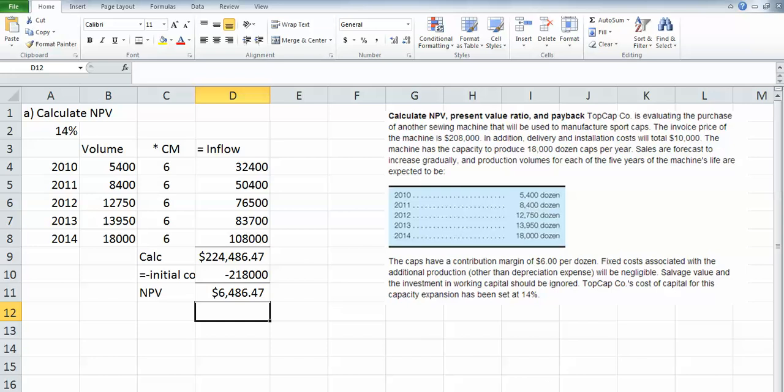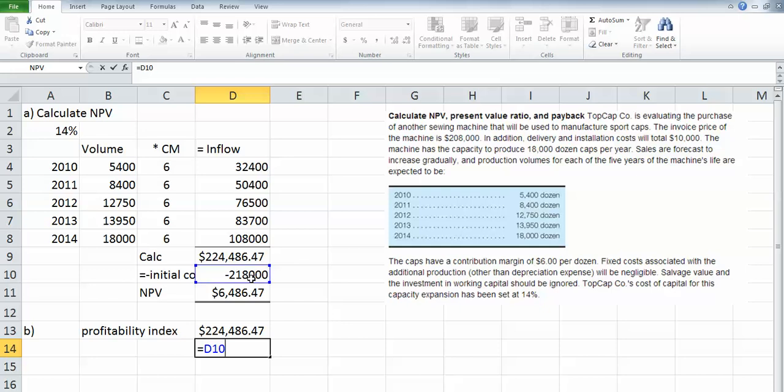Let's see what the next part of our project asks us to do. Calculate the present value ratio of the investment. Okay, that present value ratio is also known as a profitability index ratio, and essentially what we need to do is take the present value of the future inflows and divide it by our initial cost. So we will take our 224,000 and then divide that by the initial cash outlay, and that should give us an answer here.